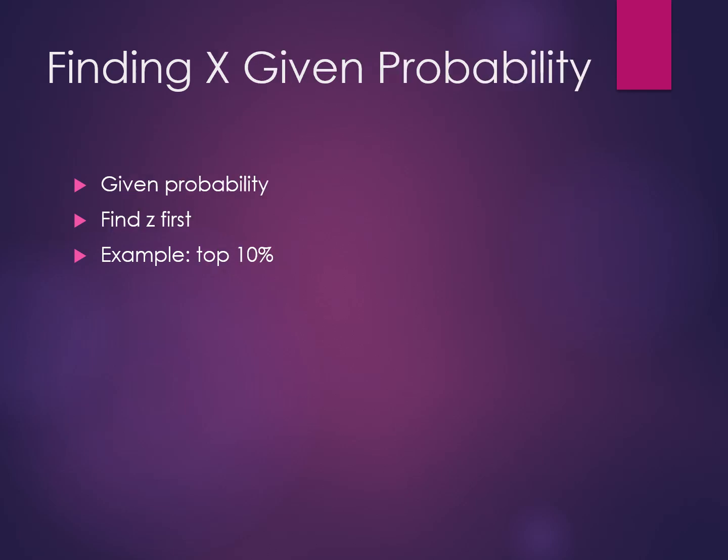Finding x given a probability. Sometimes we know the probability and want to find the value. First we find the z-score from the table, then convert it back to the original value.